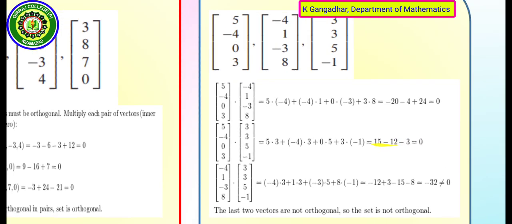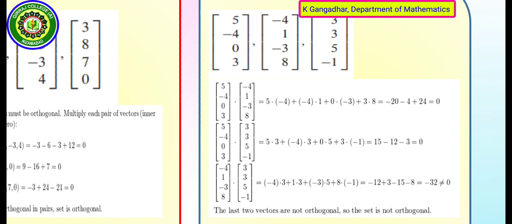Next problem. So (5, -4, 0, 3) is one vector, (-4, 1, -3, 8) is another vector, (3, 3, 5, -1) is the third vector. So here first u dot v. The u dot v value is 5 into -4 plus -4 into 1 plus 0 into -3 plus 3 into 8, that value we get 0. Next u dot w, that value also we get 0.